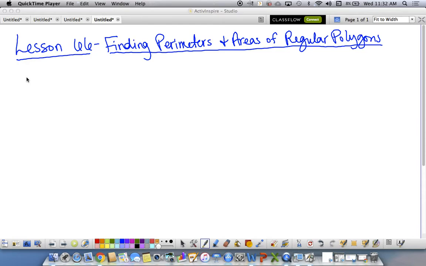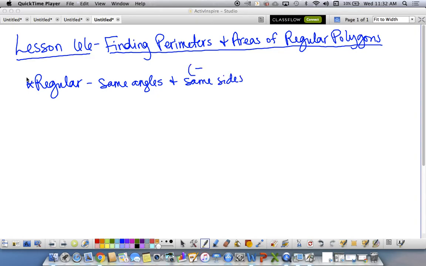Okay, first off, let's review what does it mean to be regular? We've done regular shapes before. What does it mean? That's right, they have the same angles, or congruent angles, and same sides. I might put the word congruent sides or congruent angles. Okay, that's what it means to be regular. So we're going to talk about polygons, triangles, squares. Triangles, it would be more specific to say equilateral triangles.